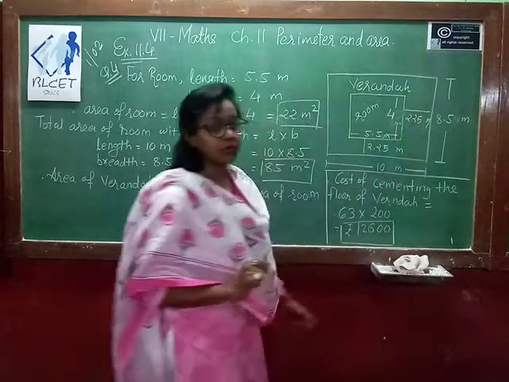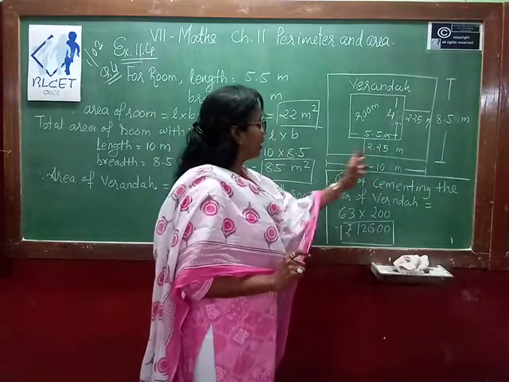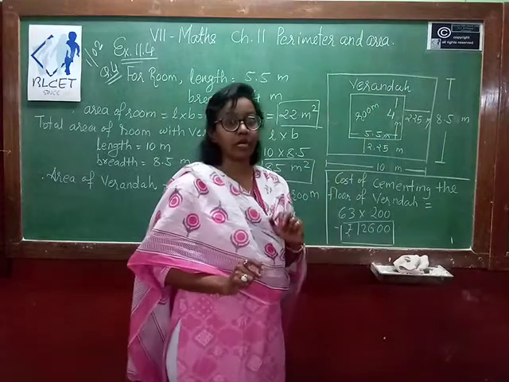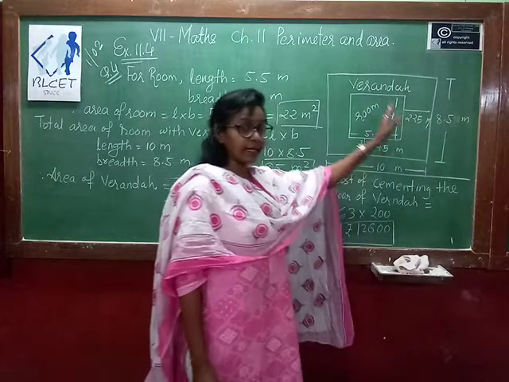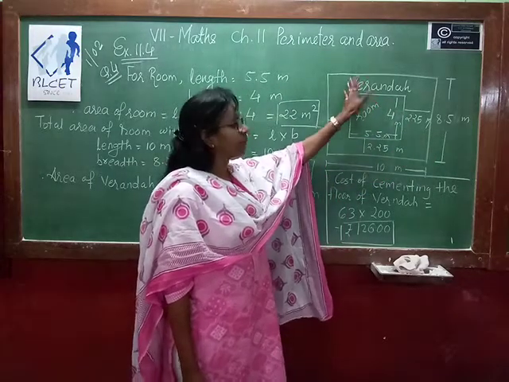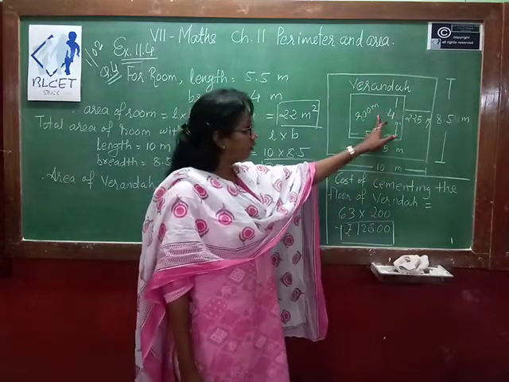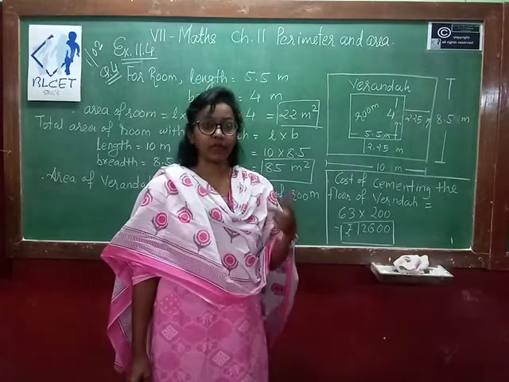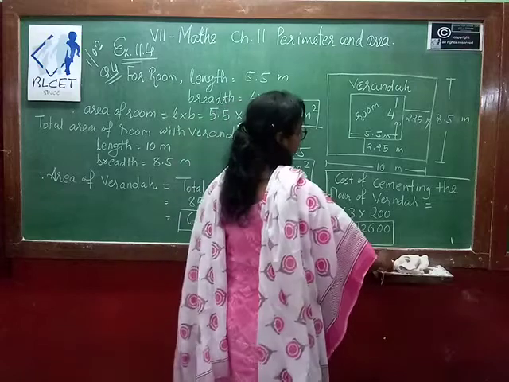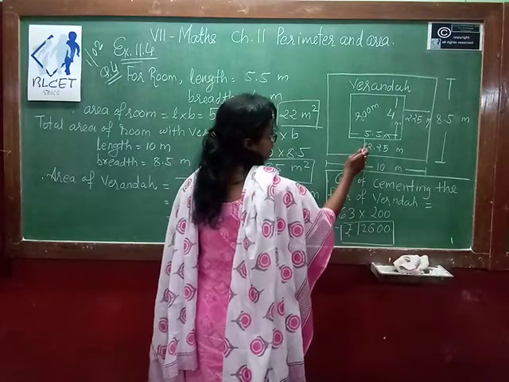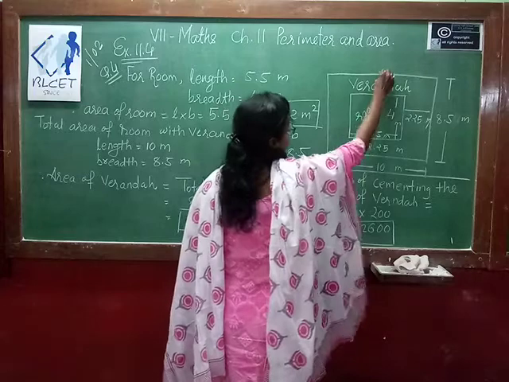So what we have to do? We have to find the area of this veranda. For that what we have to do? First of all we find the area of whole, that is area of room and veranda. Then we will find the area of room, do the difference, whatever difference we are getting, that is the area of veranda. So for that, this is 2.25, so this is also 2.25.